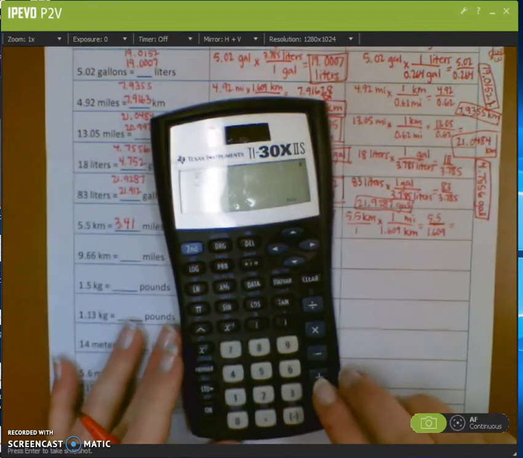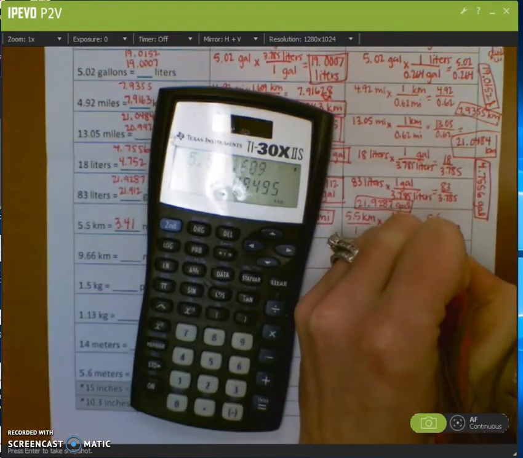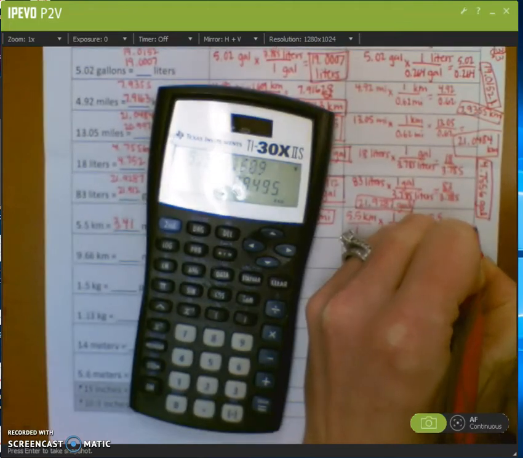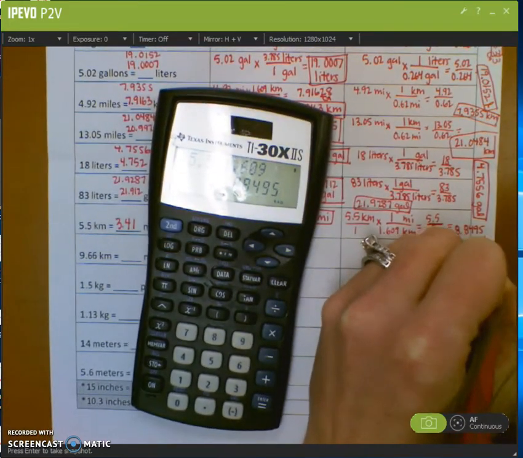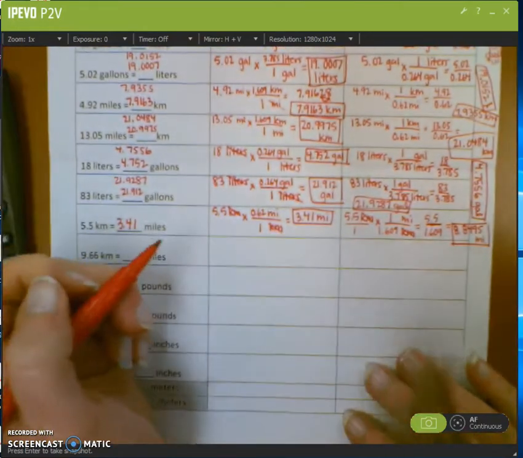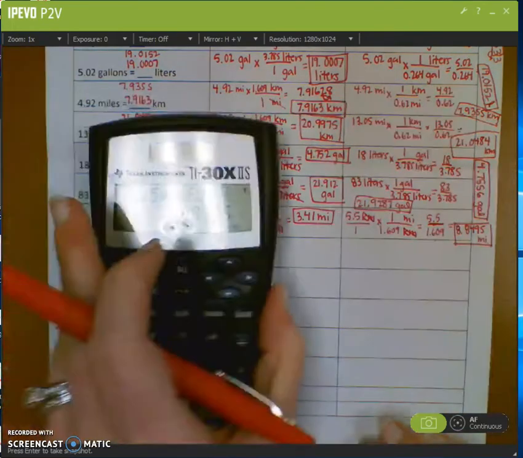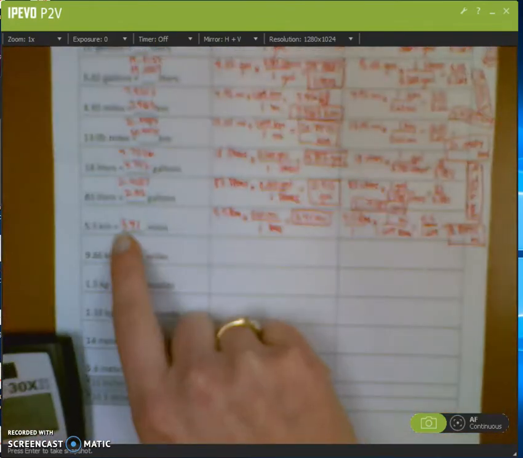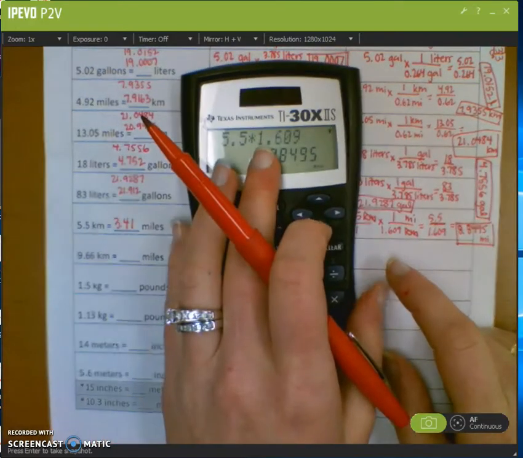5.5 times 1.609, we get 8.8495. It's already out to the 10,000, so all I have to do is label, and I'm good to go. Kilometers cross-reduce. And this is where I realize I did something wrong because 8.8 is not close to 3.41. I punched in my calculator multiply instead of divide.